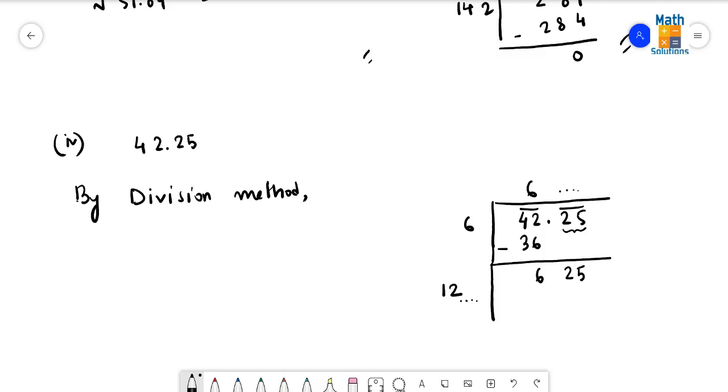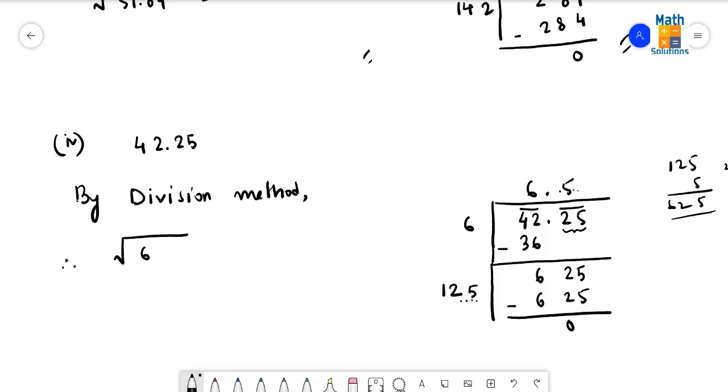So let us check whether 125 multiplied by 5 is 625 or not. Let us check. 125 by 5, 5 5s are 25, 2 left, 10 plus 2 is 12, 5 1s are 5, 6. So the answer comes here. So I can place here 5. Here also 5 will come. So the remainder comes as 0. So I can write here 6.5 as the answer. Therefore square root of 42.25 is 6.5. So this is the solution.